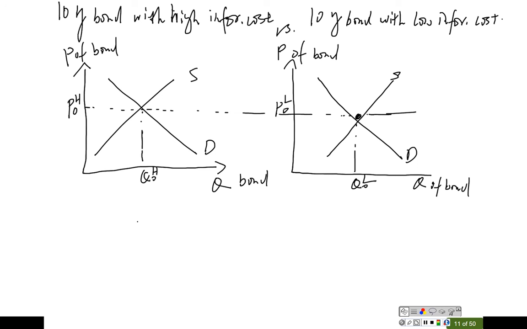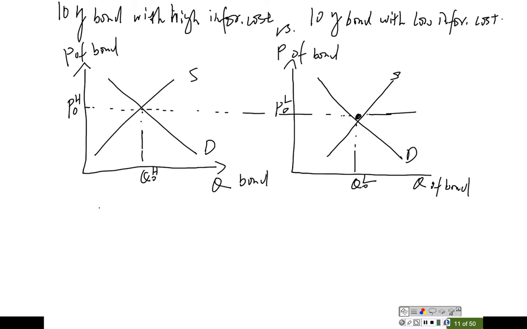So with the high information cost, how may the supply or demand curve shift? Information cost will affect the supply or demand curve. So please recall what we learned previously. The information cost will affect the demand side. The investors do not want to buy more bonds if information costs increase, because it costs investors time and money to collect information.